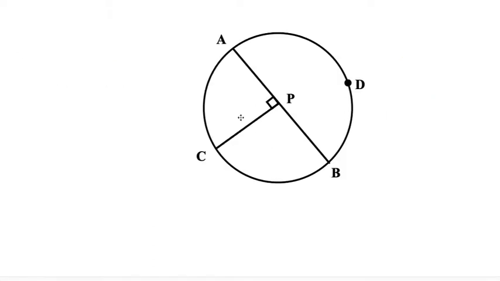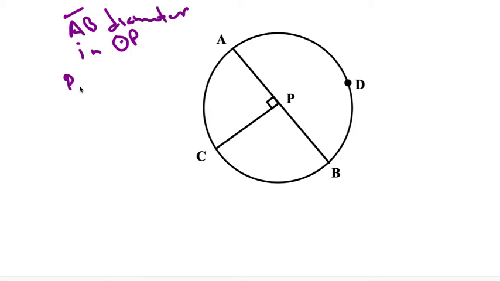So to illustrate this, what I've done is I've drawn a diameter. So you know that AB is a diameter, and we know that that is in circle P because P is a point there. So PC is a radius that is perpendicular to AB. Okay, so here's what's going to happen.